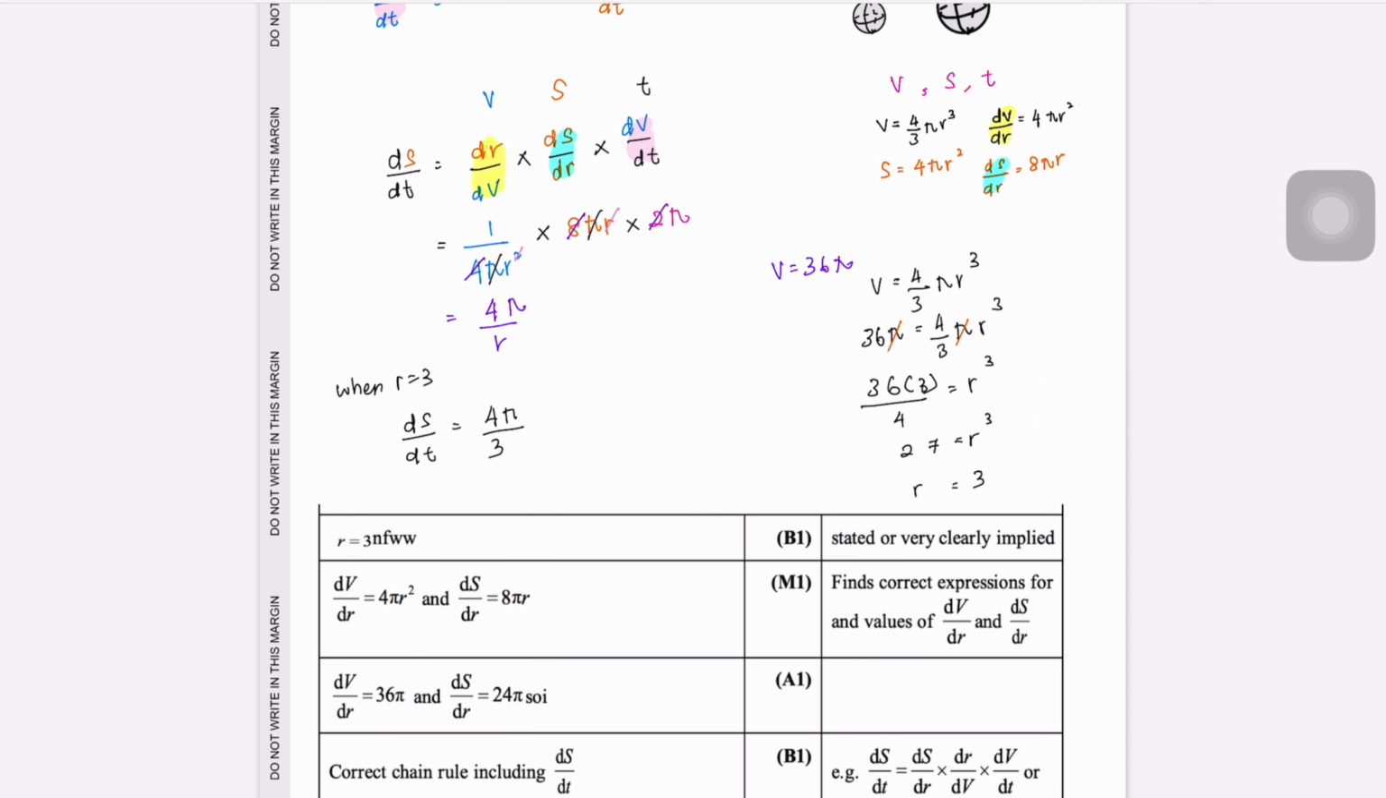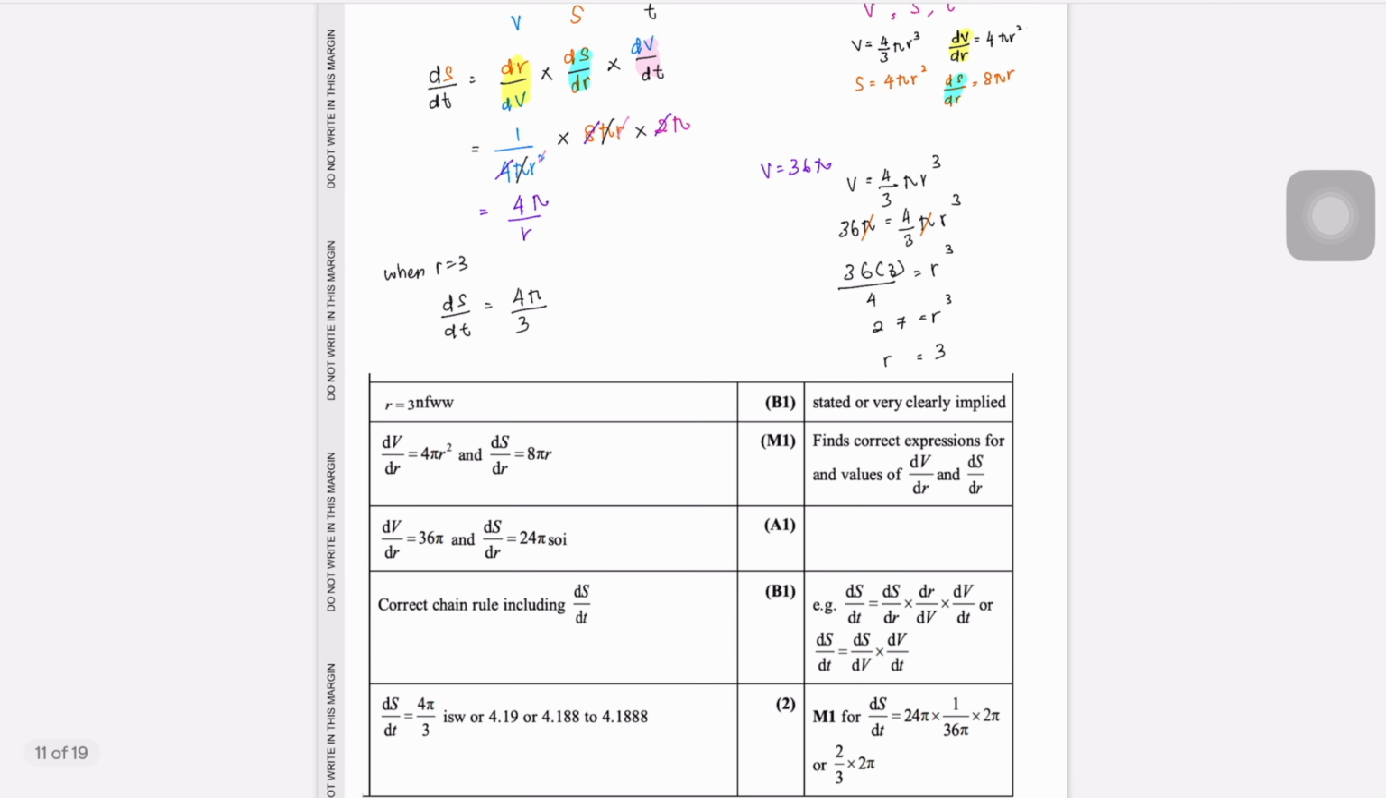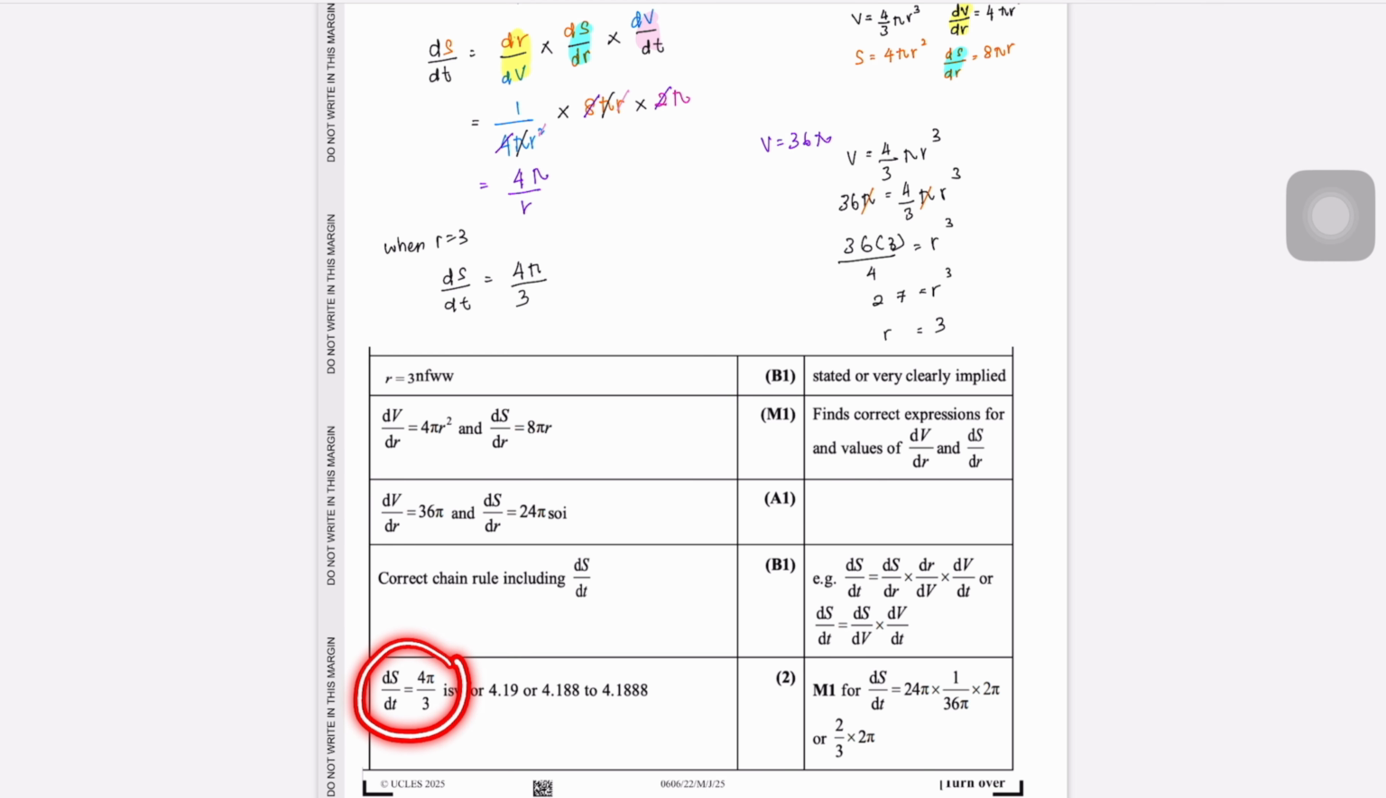The second mark is coming from when I differentiate V, which is this one, and I also differentiate correctly for the S. So that is going to give me 1 mark. Now, correct chain rule, dS dt, where I can cancel dr here and I can cancel dV over here, which is the same as what I wrote over here. That is going to give me 1 mark. And for the last answer, which is dS dt is equal to 4 pi over 3, this is 2 marks. So 6 marks in total.